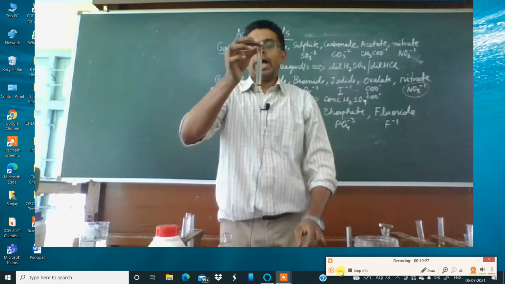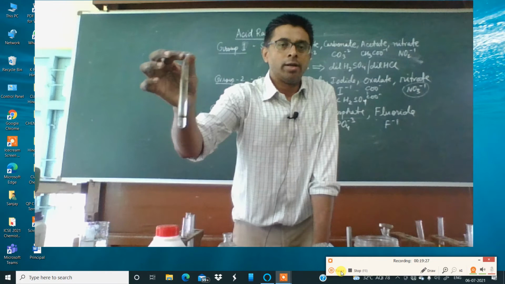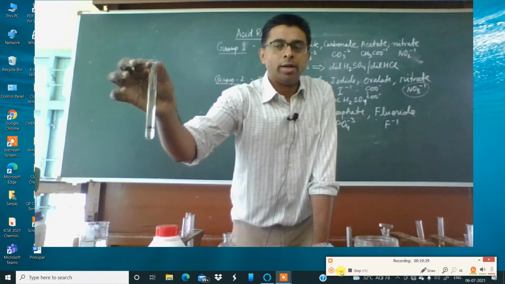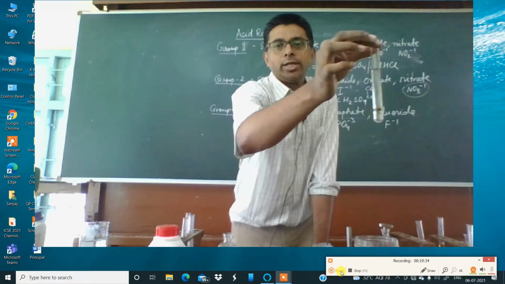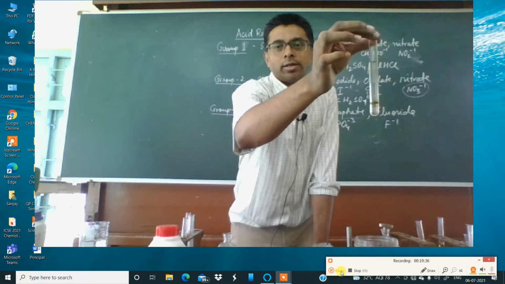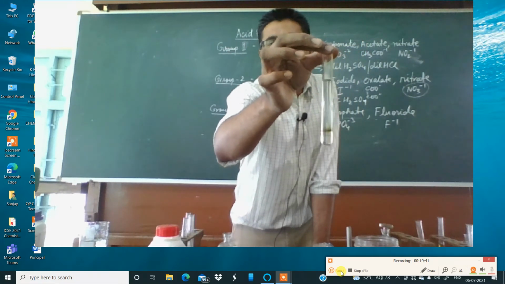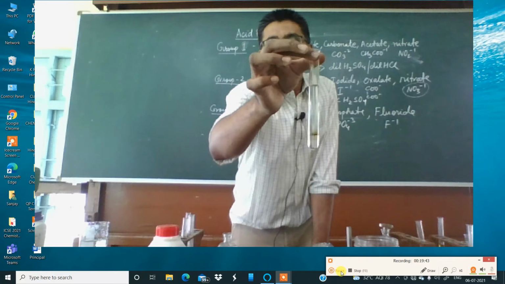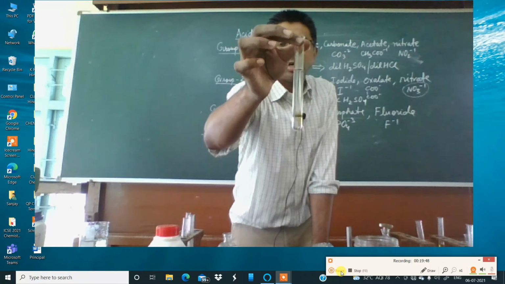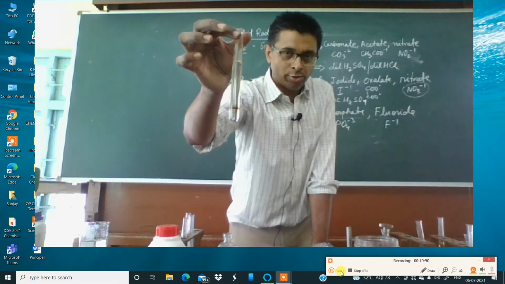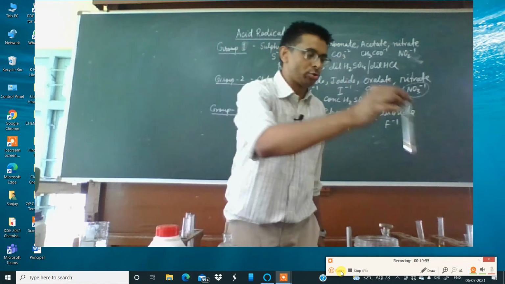Now I must not shake my hand. Watch carefully. There is a brown ring formed between the junction of the two liquids. You can see a brown ring is formed. You can see the brown ring. I am bringing it closer towards the camera. So this formation of brown ring confirms the presence of nitrate ion in the sample. So I have shown you the confirmatory test for the detection of nitrate ion successfully today.